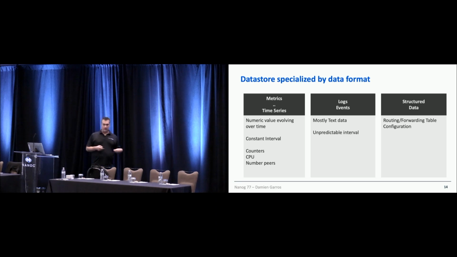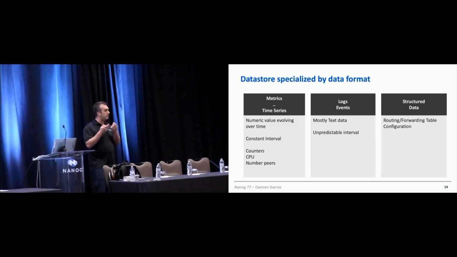If we look at the data, it's important to understand what the types of data are and their specificities. So on one side, we have the metrics, or the time series, which are really applied to anything that is about numbers, counters, CPU value, number of peers, number of routes. Anything that can be represented with numbers will very well fit into a time series database. And that's something that you usually expect to come constantly to you every few seconds, every 30 seconds, but something that you always get.